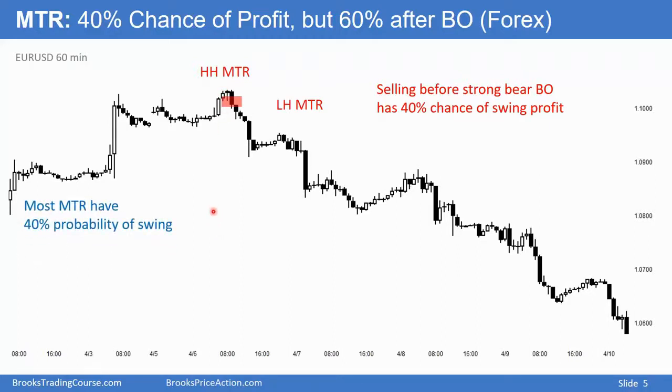Most major trend reversals have only a 40% chance of a swing trade. The other 60%, small wins, small losses that offset one another. What you're looking for when you're taking a major trend reversal trade is the 40% of the time when you get a big move, more than double the risk that you take when you take the short. That huge reward relative to the risk greatly offsets the low probability, the 40% probability.